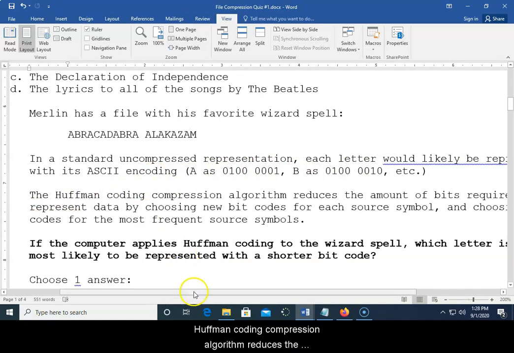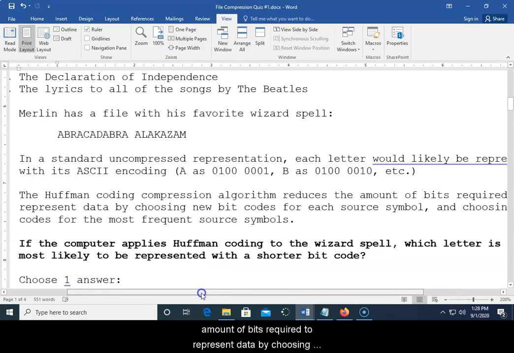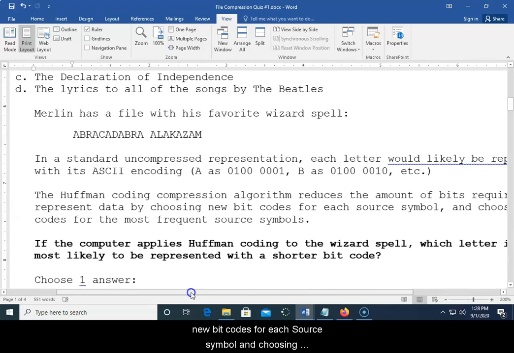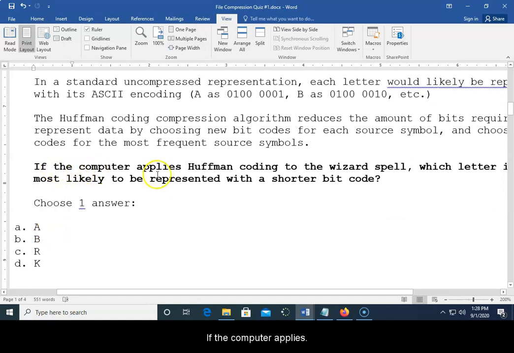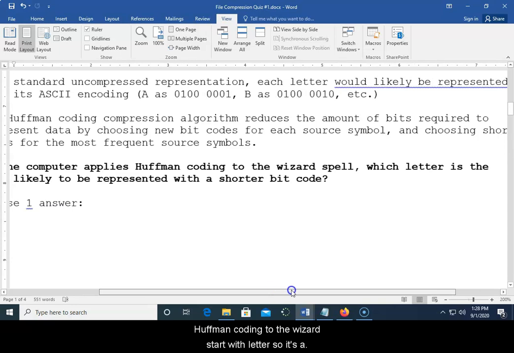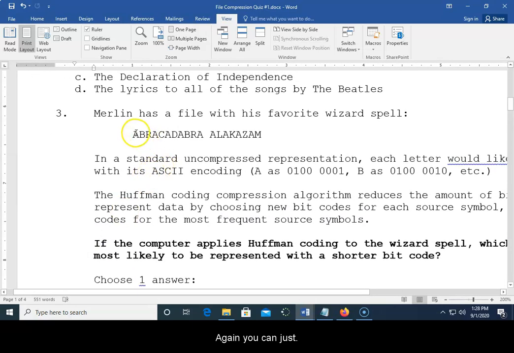The Huffman coding compression algorithm reduces the amount of bits required to represent data by choosing new bit codes for each source symbol and choosing short codes for the most frequent source symbols. If the computer applies Huffman coding to the wizard spell, what letter? So it's A. That's the most used, so that's what would be compressed. Okay.